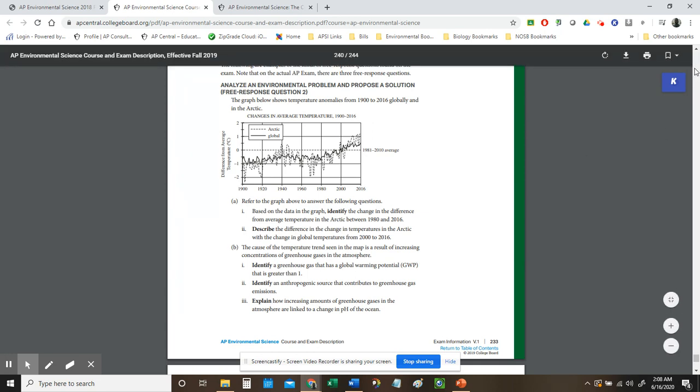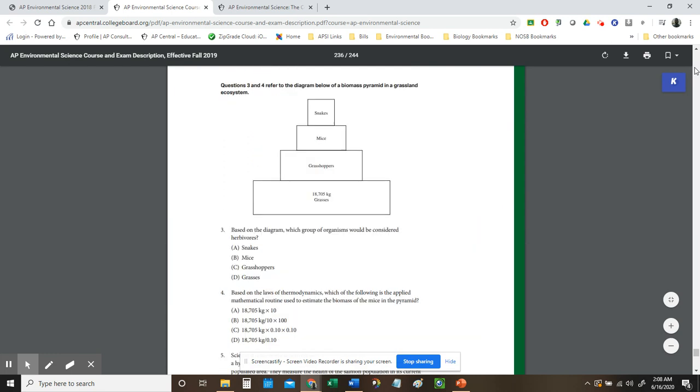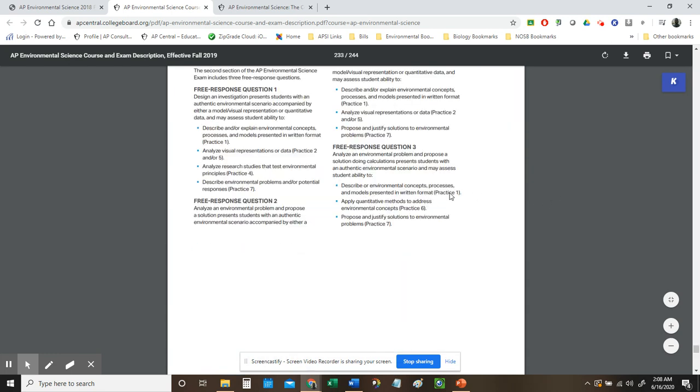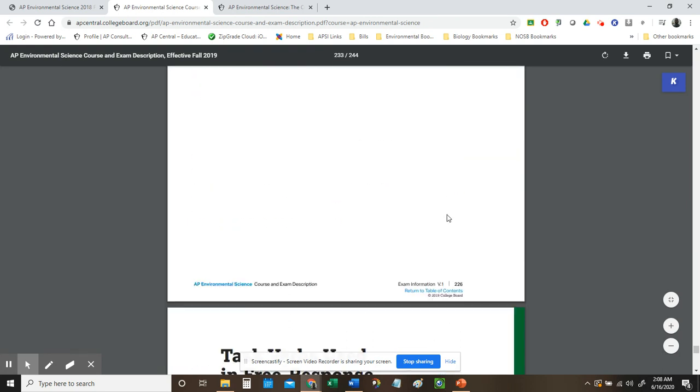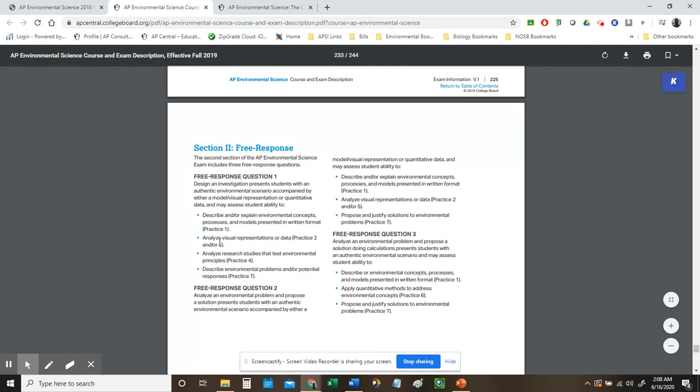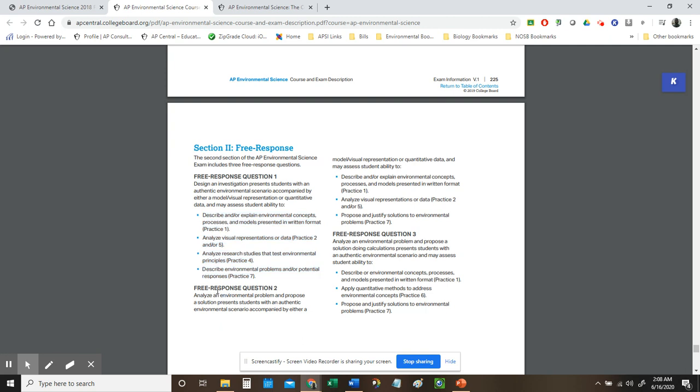Now, College Board themselves outline what questions look like if you go a little further up in the document. On page 233 on the digital and 226 on the paper copy, there's a description of what you want. Question 1 was our design an experiment question. Question 2 is to analyze an environmental problem and propose a solution, which is the big theme here. You're either going to see a model, a visual representation, or even quantitative data, and it's going to ask students to describe the environmental concept and process and use a model in a written format. It's going to have them analyze visual representations, and propose a solution. So that's practices number 1, 2, or 5, and also 7.